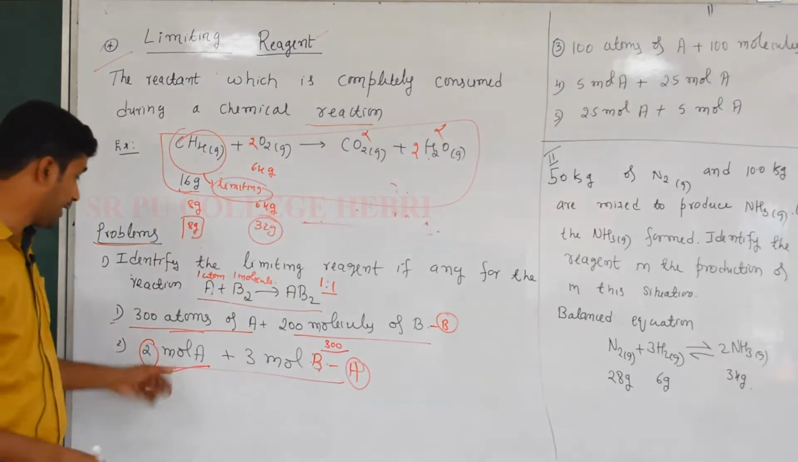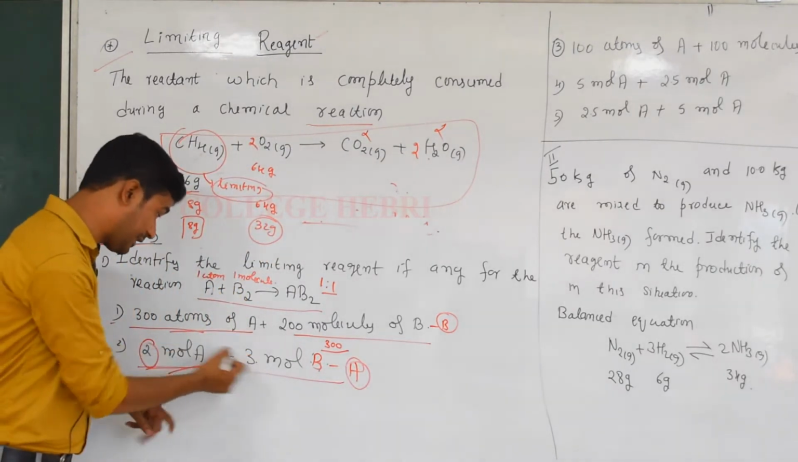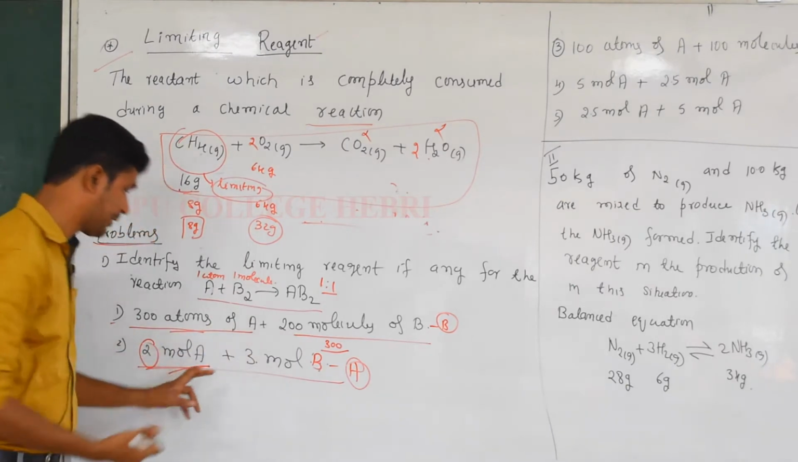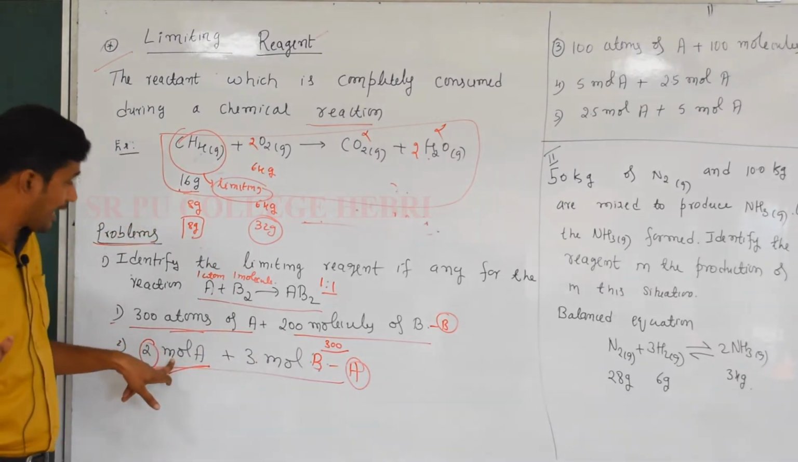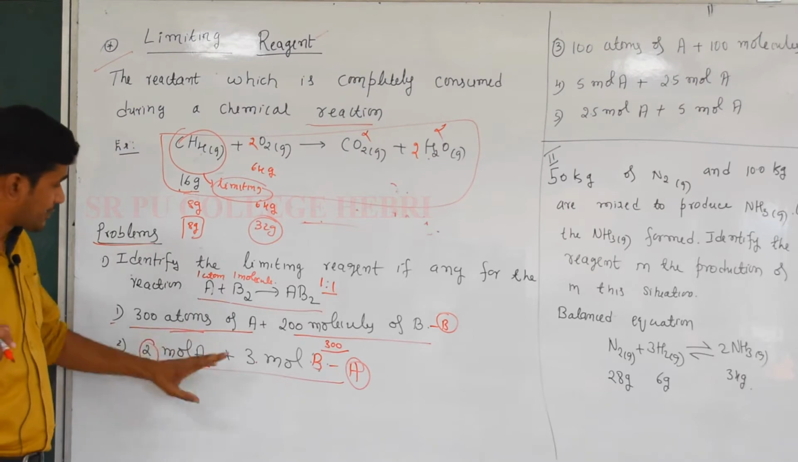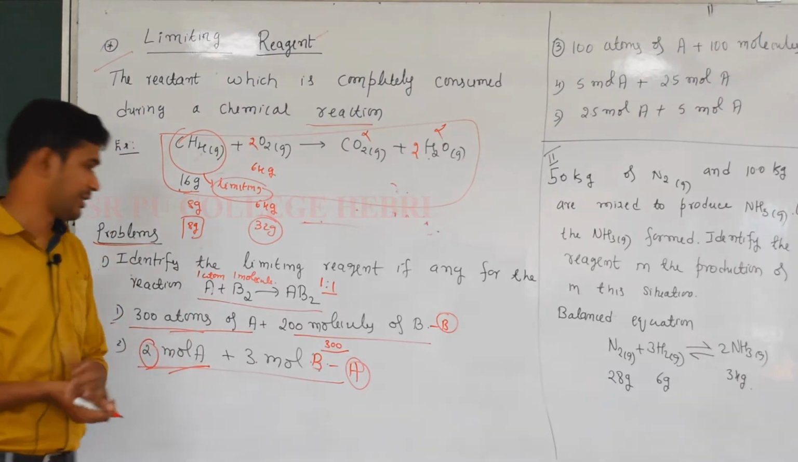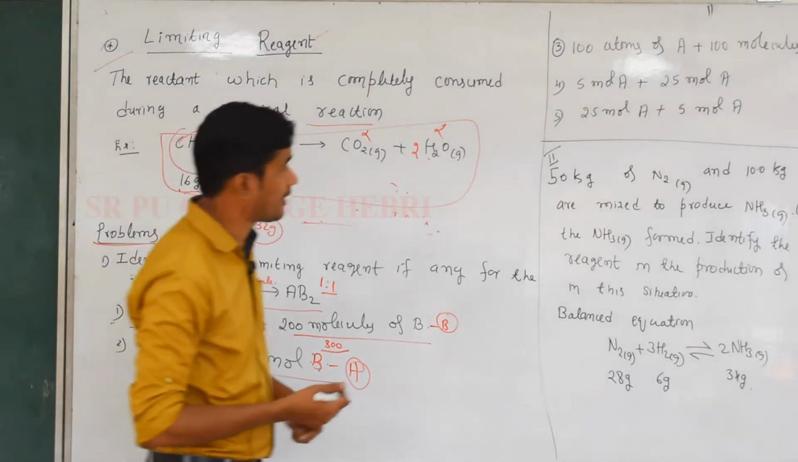Remember this correctly: 1:1 ratio. If this is 3, this must be 3. If this is 2, this must be 2. Here how much do we have? It has only 2 atoms or 2 moles of A. So A is our limiting reagent. Understood? Next, question number 3.